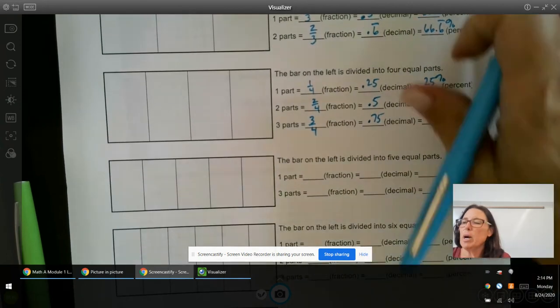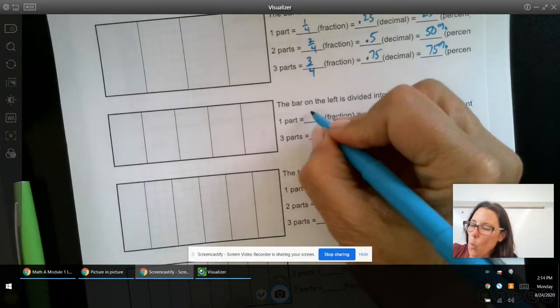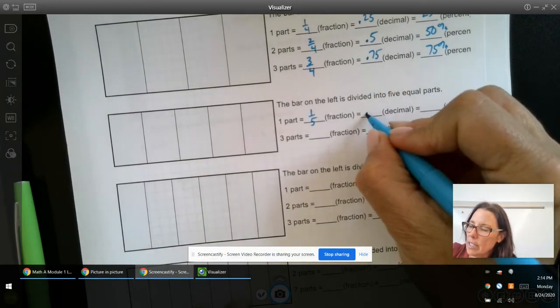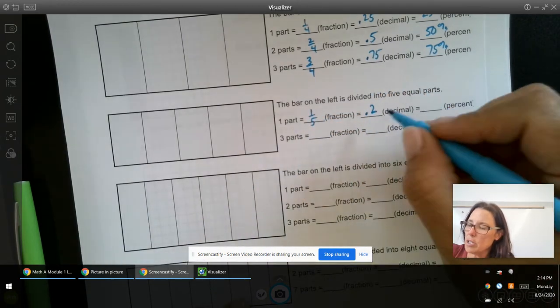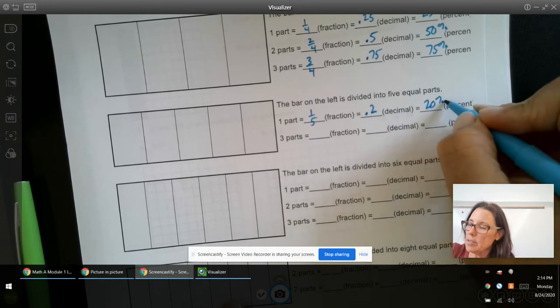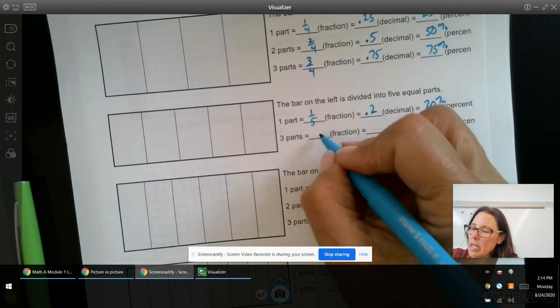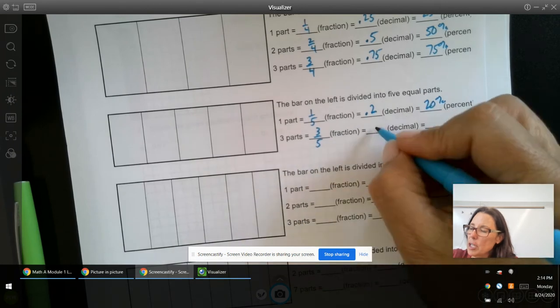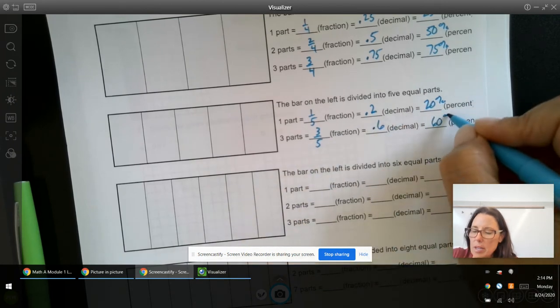Alrighty, 5 parts. 1 part of 5 is 0.2, which is 20%. 3 parts of 5 is going to be 0.6 or 60%.